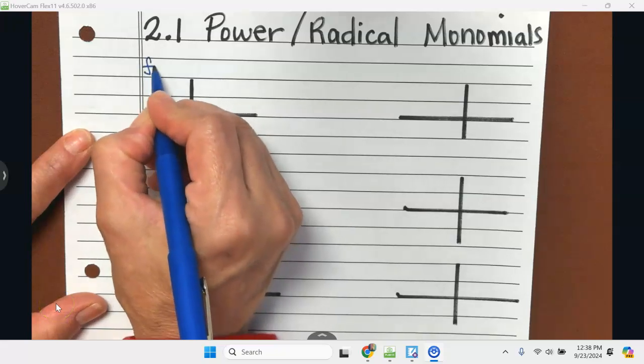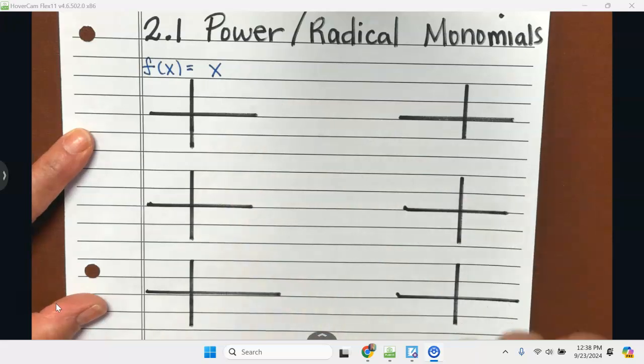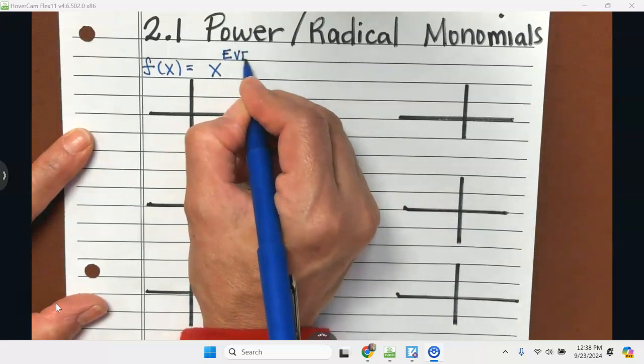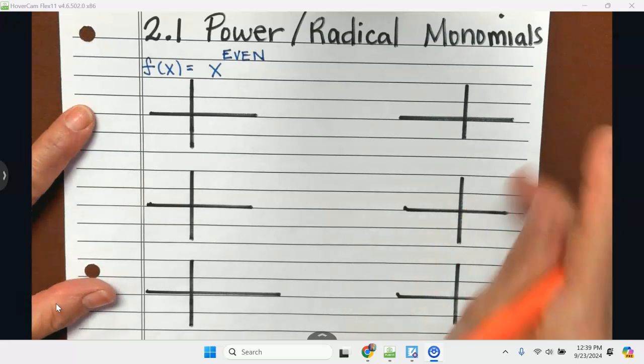This one, I'm going to write a monomial equation right here. It's just going to say x and the power. I'm just going to write even, because all even powers act the same way. So it could be 2, 4, 6, 202. As long as it's even, they're all going to behave the same way.